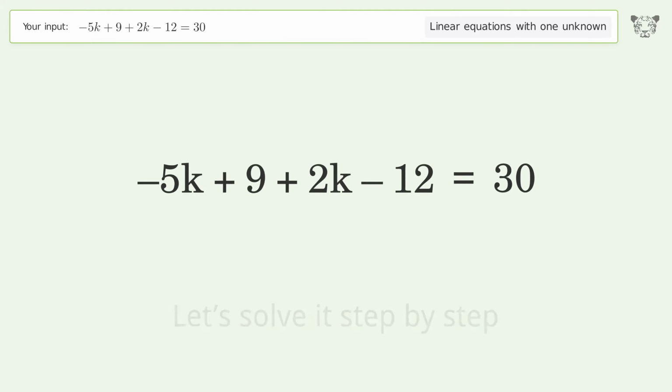Simplify the expression. Group like terms. Simplify the arithmetic. Group all constants on the right side of the equation. Add 3 to both sides. Simplify the arithmetic.